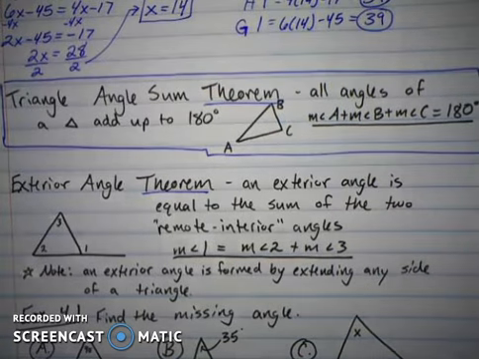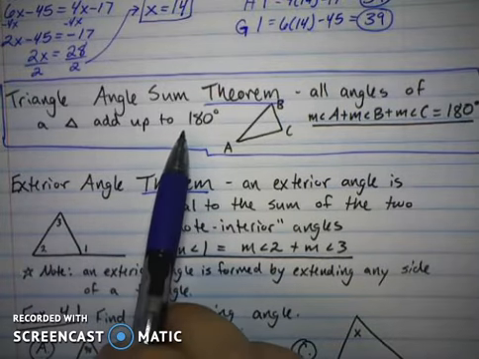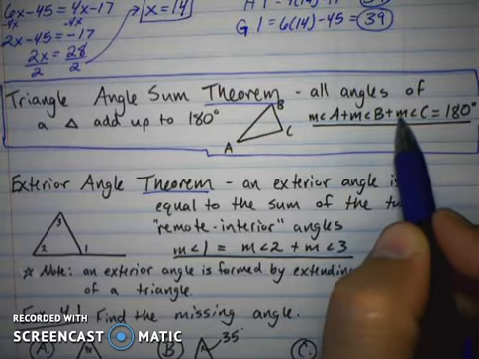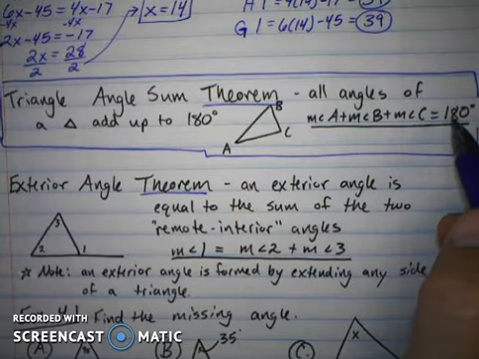Okay, the triangle sum theorem is something we've talked about already. All angles of a triangle add up to 180 degrees. So the measure of angle A plus the measure of angle B plus the measure of angle C in any triangle ABC has to equal 180. You guys know that already.